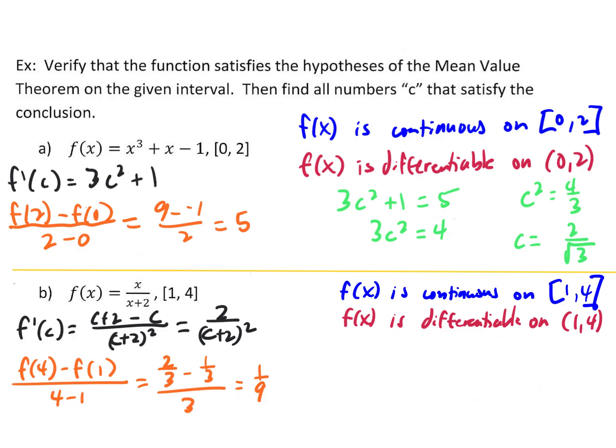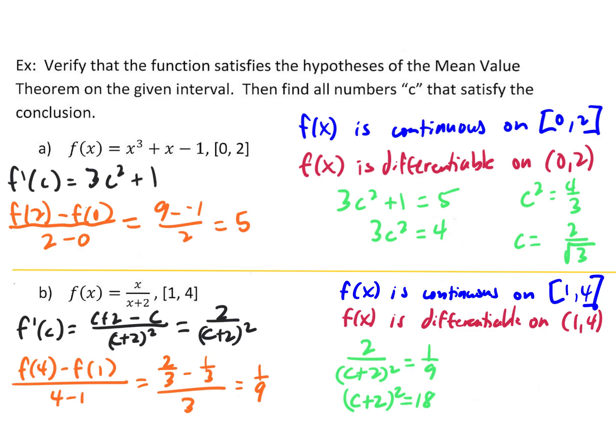So what we're saying here is that this has to equal this at c, and that's what we're trying to solve. Again, I would cross multiply. So this is 18 equals c plus 2 squared. Those of you who want to expand this out, you can, but you don't have to. Because this is not a perfect square, if you expand this out and bring it over, it's not going to be factorable. You're going to have to use the quadratic formula anyway.